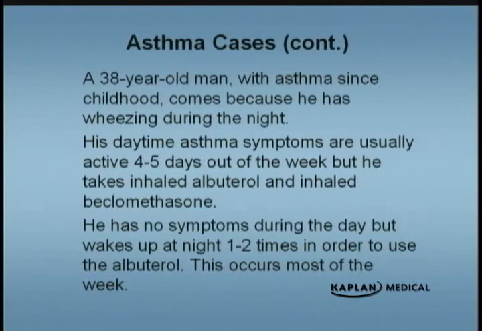A 38-year-old man with asthma since childhood comes because he has been wheezing during the night. His daytime asthma symptoms are usually active 4 to 5 times out of the week, but he takes inhaled albuterol and inhaled beclomethasone. He has no symptoms during the day, but wakes up at night 1 to 2 times in order to use the albuterol. This occurs most of the week. So what's the next treatment in this patient since he has mostly nocturnal symptoms?